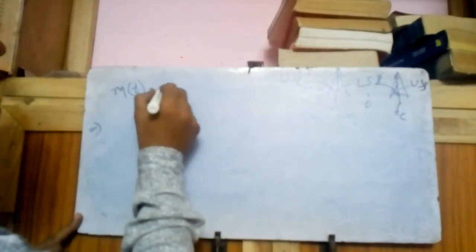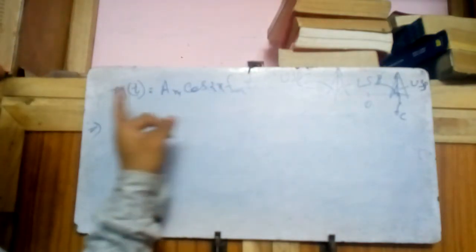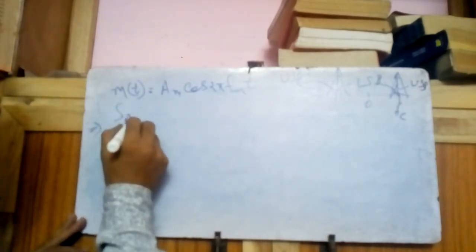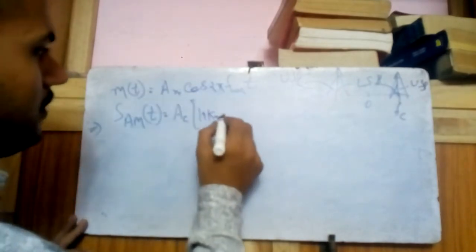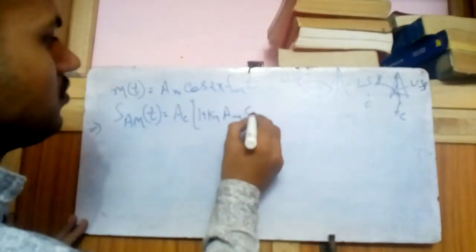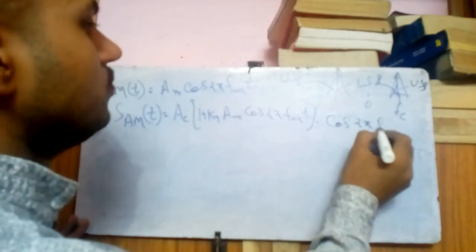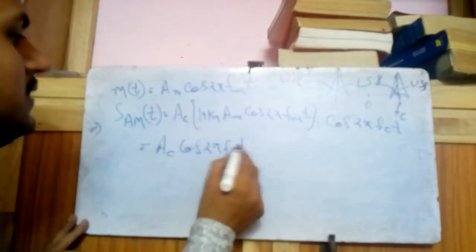So if we have a message m(t) as Am cos 2πfmt, it is called single tone modulation. Why? Because the message has a single frequency, fm. So put it in our formula: s(t) is equal to Ac[1 + Ka Am cos 2πfmt] cos 2πfct. Simplify this: Ac cos 2πfct, right?